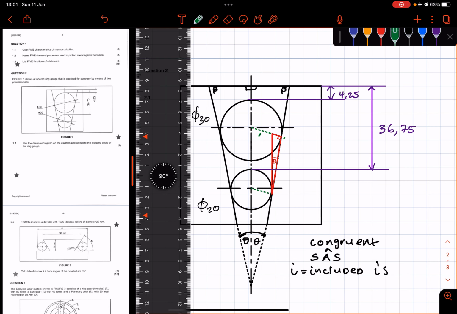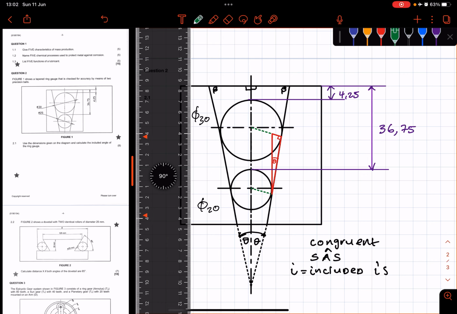So if we were to draw a line from the center of the precision ball to the tangent, that line is exactly equal to the radius. So this line is equal to the radius of the 30 millimeter precision ball, and this line is equal to the radius of the 20 millimeter precision ball.